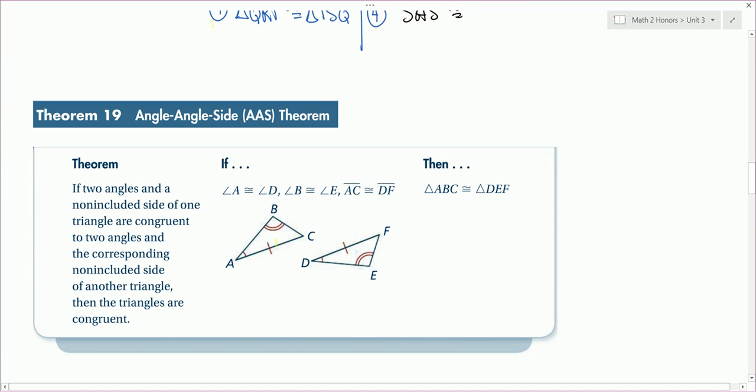So here we have two angles, but notice the side is not in between those angles. If the side were marked in between them, we'd have the angle side angle. But in this case, the side is not included in that process. So we're going to say angle angle side. Again, we have angle E, angle D, and then the side DF.